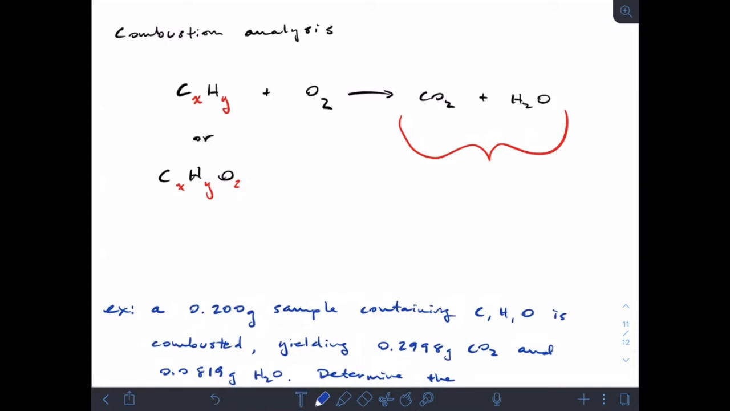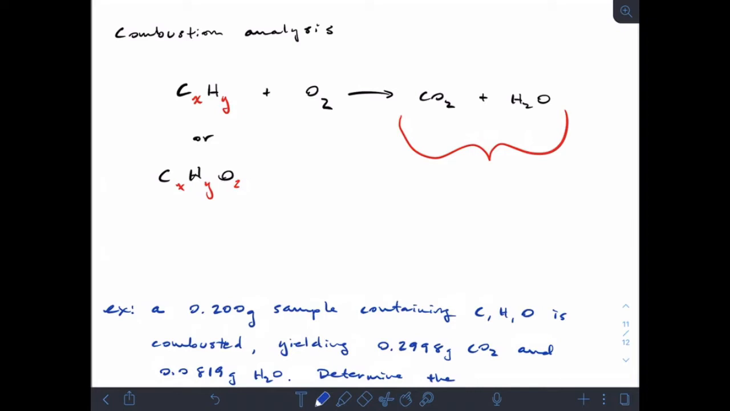All right, continuing on with Chapter 3 videos, and in this one we're going to talk about combustion analysis, and more specifically, how do we get an empirical formula from combustion analysis? What combustion analysis really is: you take some sort of hydrocarbon and you burn it in the presence of oxygen, and then you analyze the products.